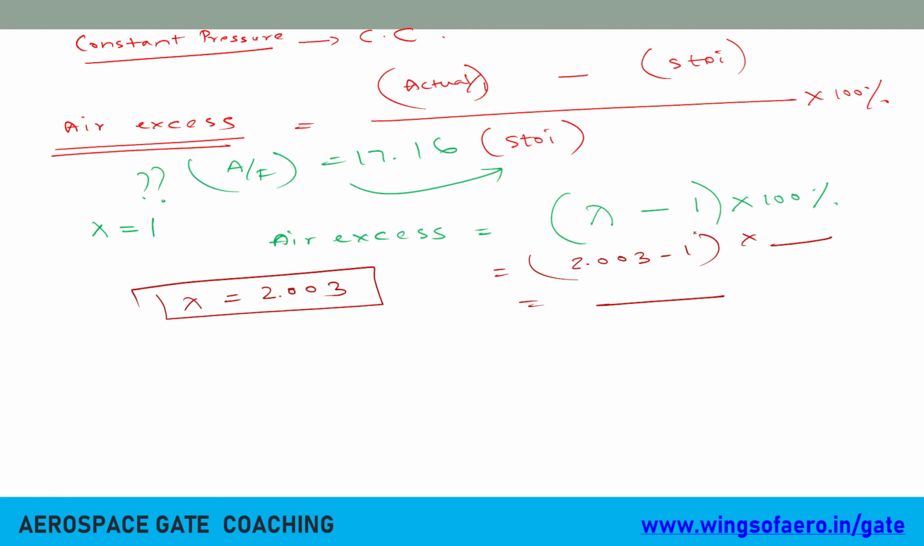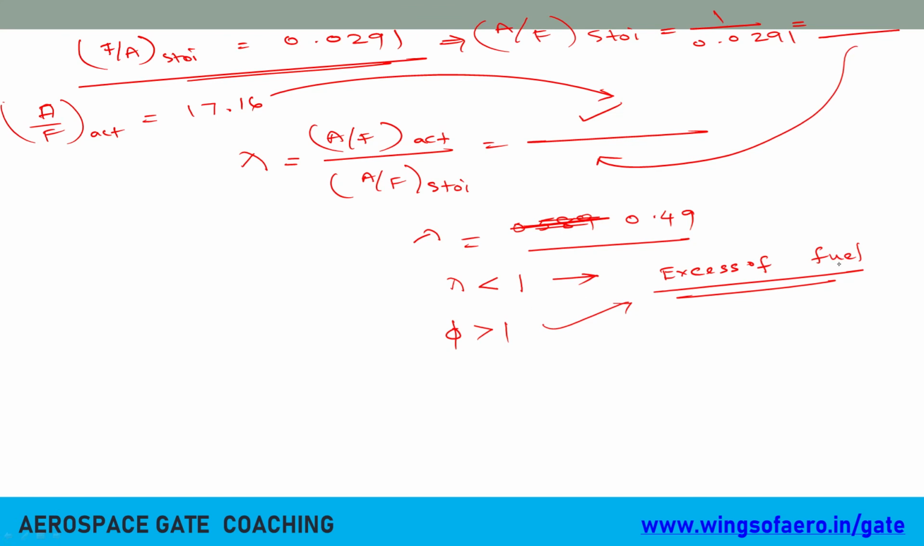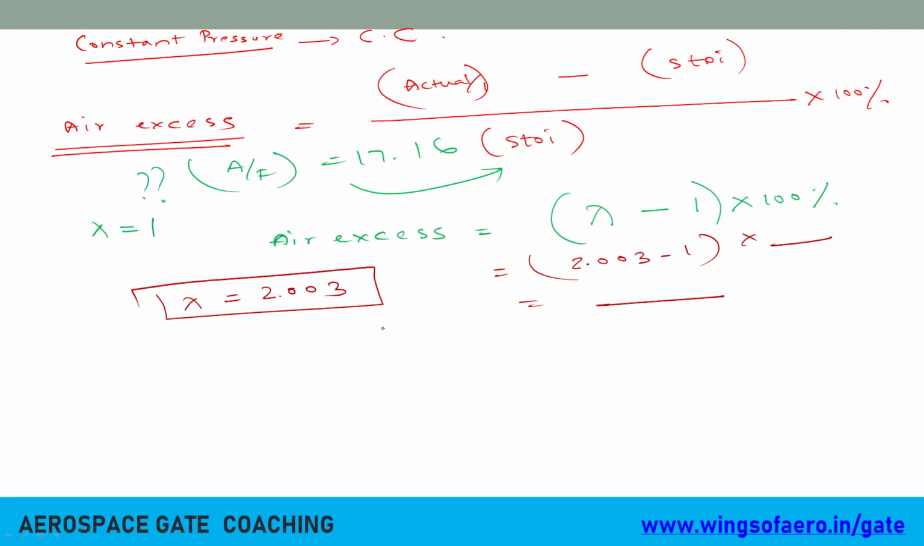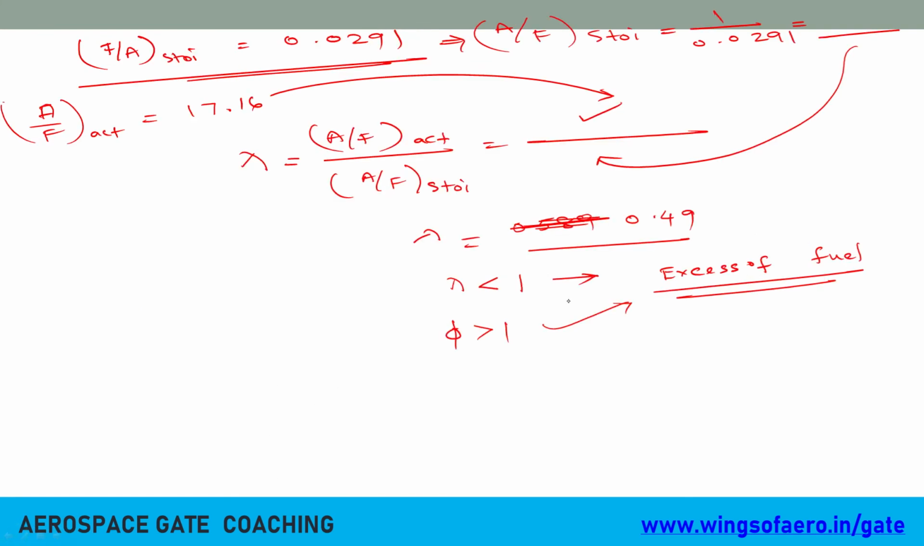To find the excess air, we can also calculate using this formula. Lambda is equal to actual air by fuel, sorry, actual air to fuel ratio by stoichiometric air to fuel ratio. If it is greater than 1, then we can say it is a lean mixture. Absolutely, that is what I said, because in the previous problem it was less than 1 and it was an excess of fuel. That's why the value is coming negative, and there is actually no excess air here. There is actually excess of fuel here, right?